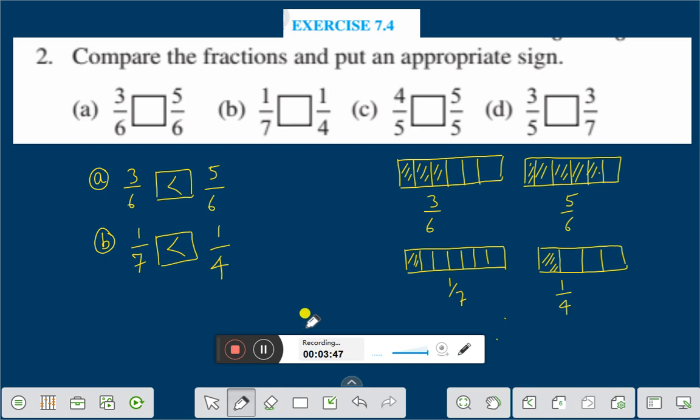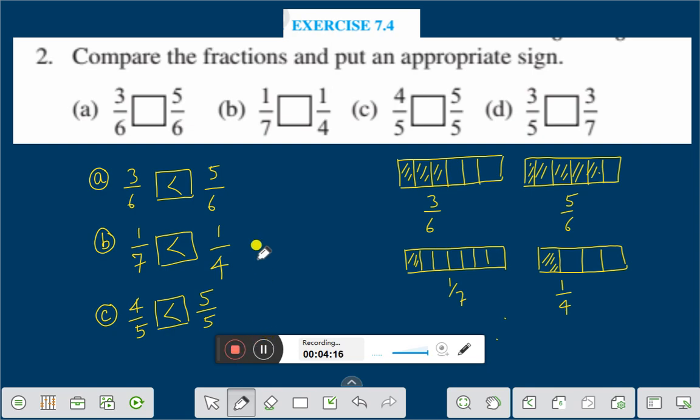Now question number C. Question number C is 4 by 5 and 5 by 5. Here you see the denominator is same, therefore the number with the greater numerator will be greater, therefore 4 by 5 is less than 5 by 5, right? That is question number C.